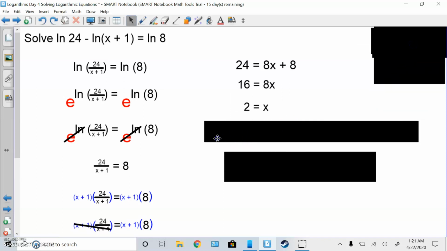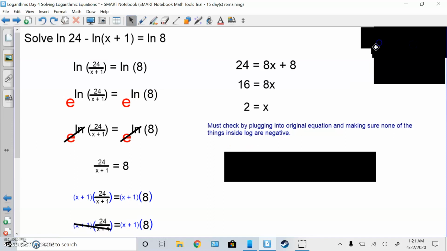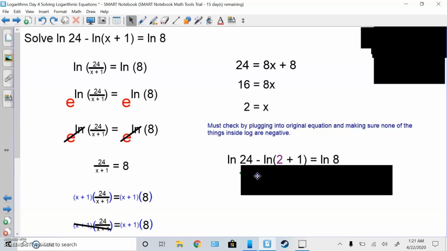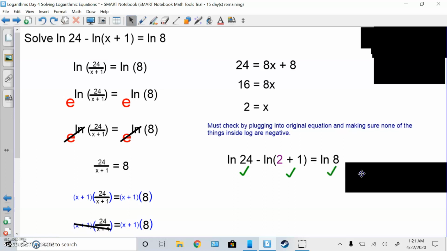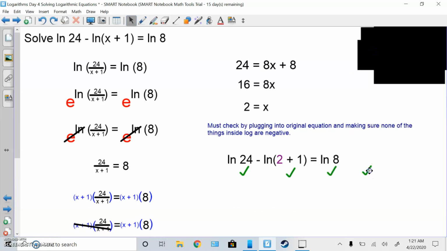Before I box that in, I have to check. Plug into the original problem and make sure it's not negative or 0 for any of the logs, including ln. So I plugged in. The first one is ln 24. You can log any base of 24, that's good. This one is ln of 2 plus 1, which is 3. You can ln 3, that's good. And this one as well is positive, so we're good. So this answer does work out. The answer is x equals 2.